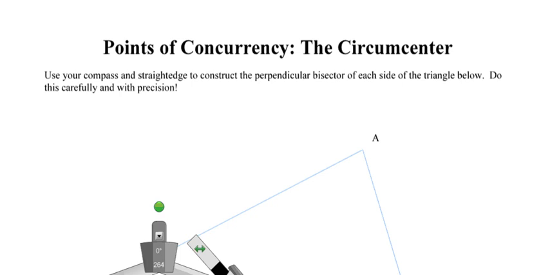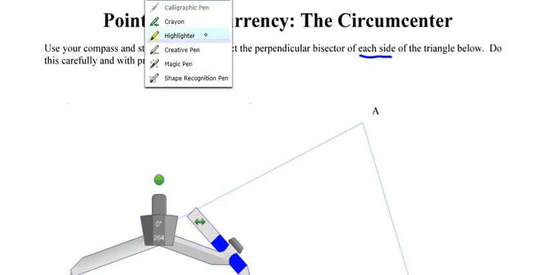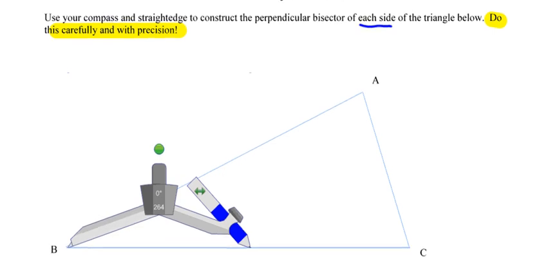The directions say to use our compass and straight edge in order to construct the perpendicular bisector of each side of the triangle below. So we're going to construct the perpendicular bisector of each side. And then it goes on to say, do this carefully and with precision. And what's going to happen if you do complete this task carefully and with precision, something really cool is going to happen at the end. So again, just be careful, make your constructions as precise as possible.